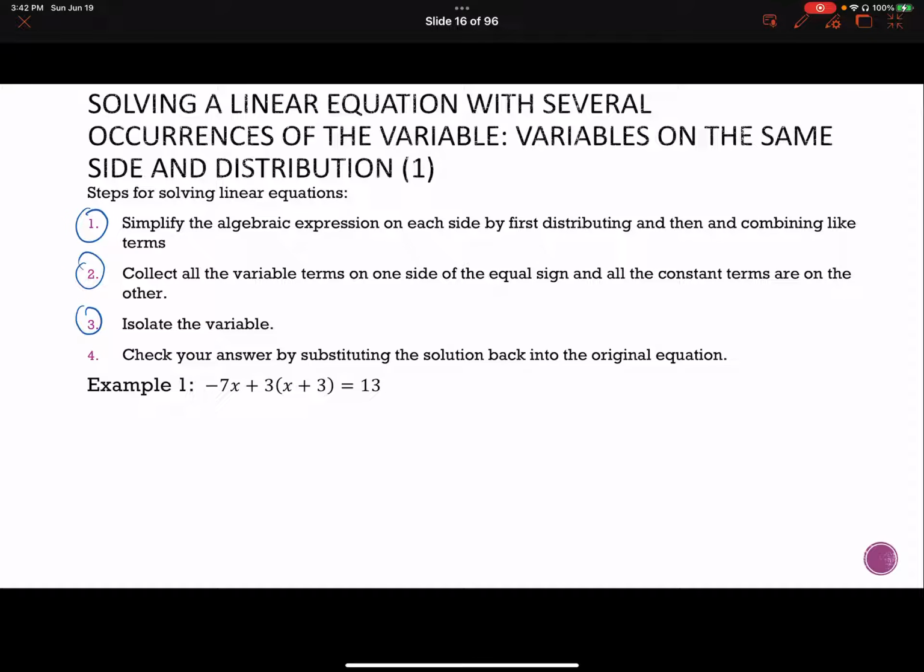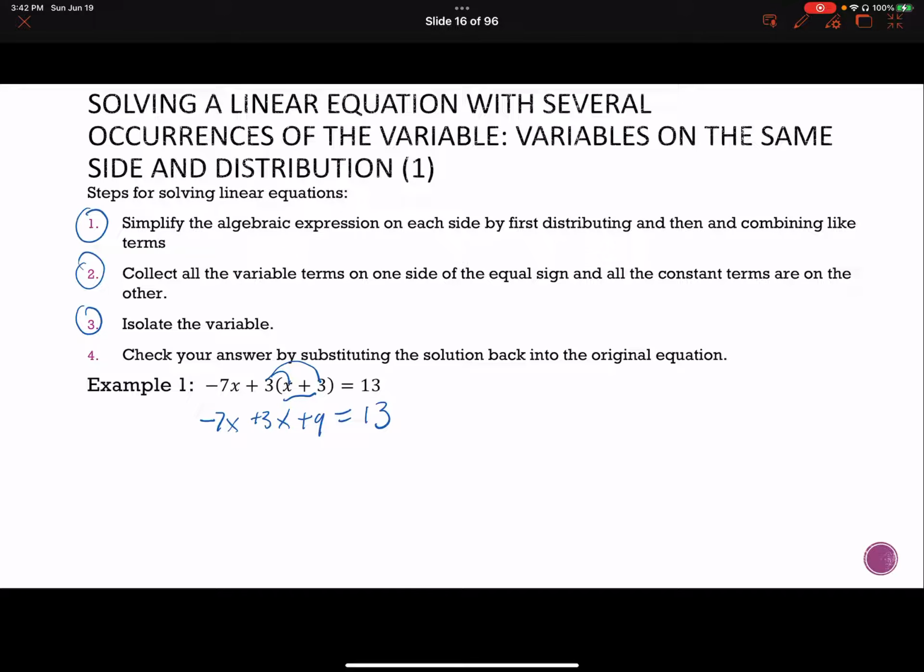So I have negative 7x plus 3 times x plus 3 equals 13. So the first thing I need to do, PEMDAS sticks with us at all times, right? We need to definitely deal with what's in our parentheses. Well, x plus 3, I can't simplify that, so my next option is to distribute. Negative 7x plus 3x, 3 times x is 3x, plus 3 times 3, which is 9, equals 13.